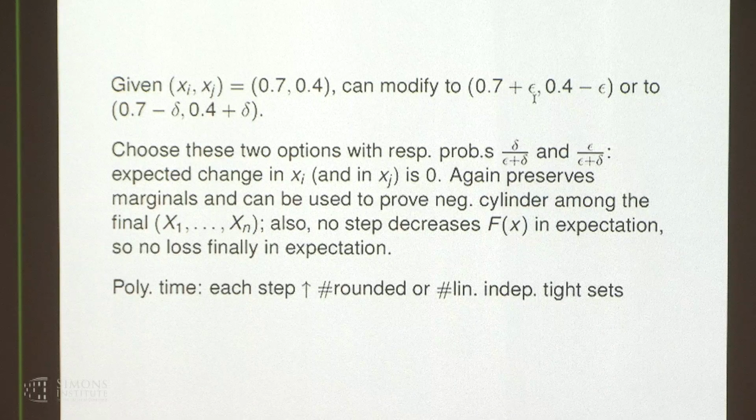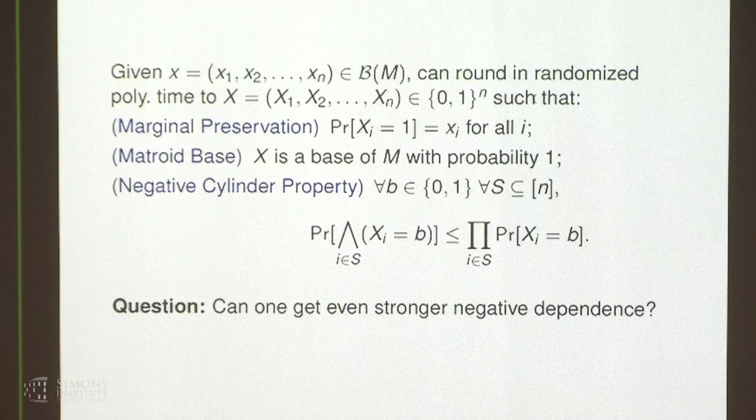So let's look at this. Let me summarize a part of what they do. In this slide I'll summarize what they do, but it's only a part of what they do because I'm not talking about the submodular objective function. So in the language of dependent rounding, this is what they do. Given a point little x in a matroid base polytope or in a matroid polytope, you can round it in randomized polynomial time to an integer solution such that first of all the marginals are preserved, and second you get a matroid base with probability 1. So with probability 1, the rounded subset is indeed an independent set in your matroid.